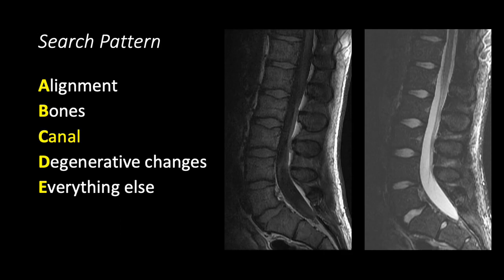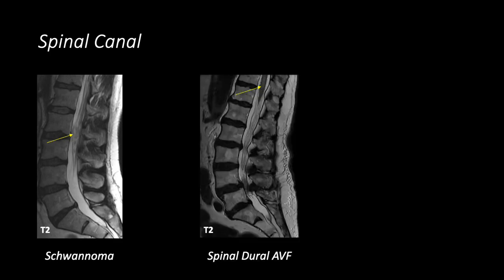The next thing we want to look at is the spinal canal, and this includes everything in the spinal canal, including the epidural space, which is best assessed on the T1 weighted images, as well as the contents of the canal, such as the CSF, the distal cord, the conus medullaris, and the cauda equina. Some findings in the spinal canal are obvious, such as this schwannoma that presents as a mass inside the thecal sac.